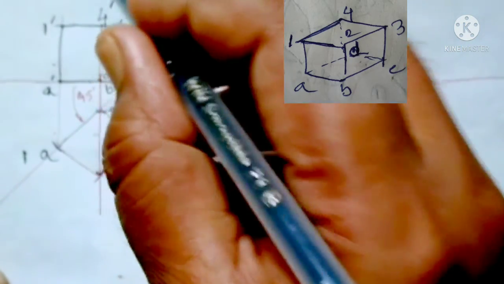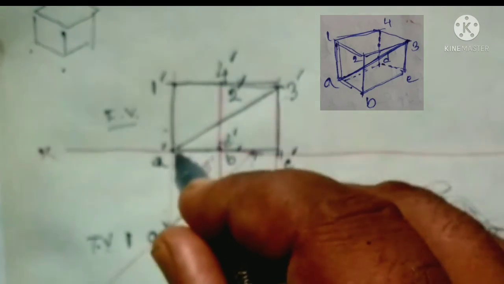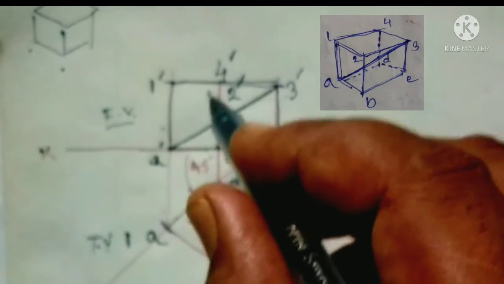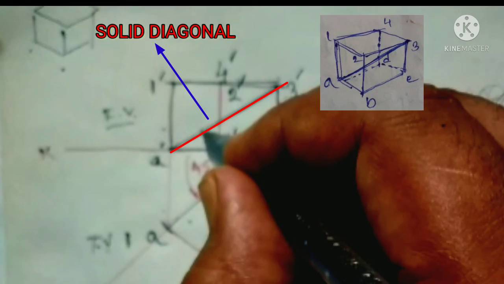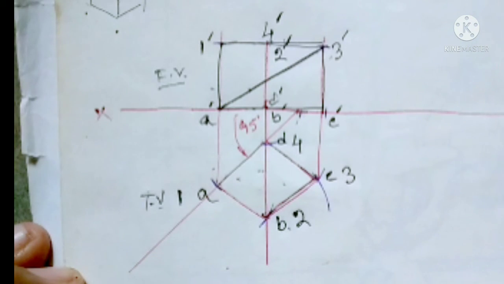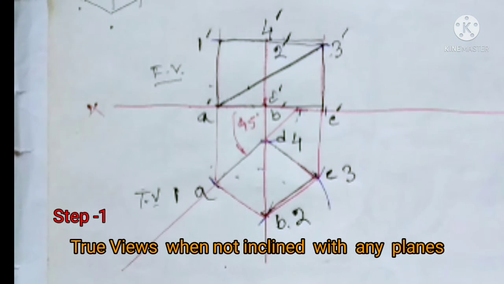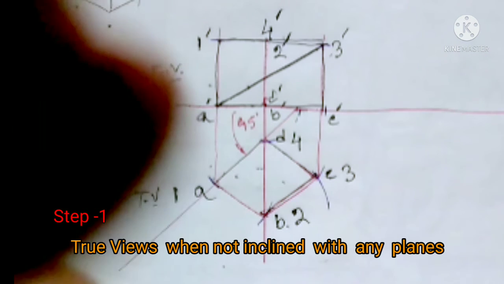Now we will join the point from A dash to 3 dash by a line, so that this A dash 3 dash line will be the solid diagonal of this cube. This is our true front view and true top view when the cube is resting on the HP without any inclination with the HP and VP.